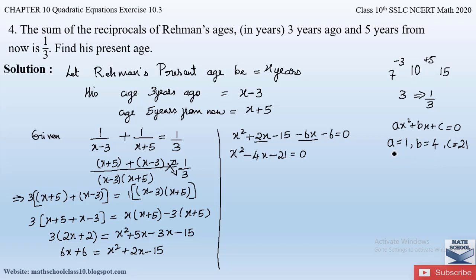For splitting the middle term, we have to take the product as a into c. So in this case, what is the a value? It is 1 into c is 21. So the product we have to obtain is 21, and since the minus sign is here, we are going to take the difference. If the plus sign was there, we would have taken the sum. So the difference is equal to b, that is, in this case it is 4. So now we have to factorize 21 in such a way and obtain the factors such that the product is 21 and the difference should be 4.